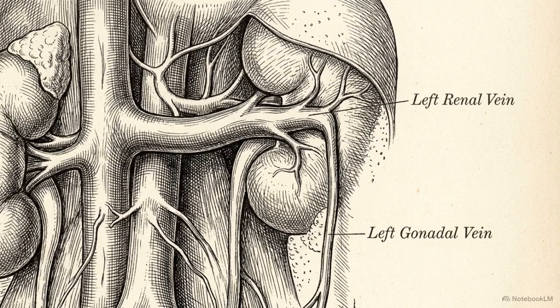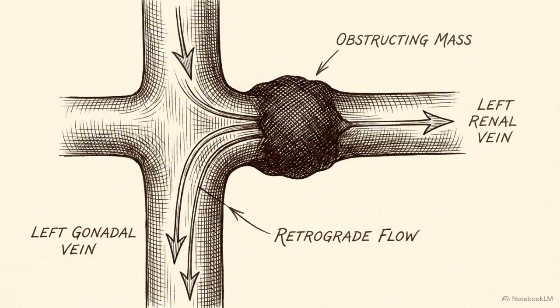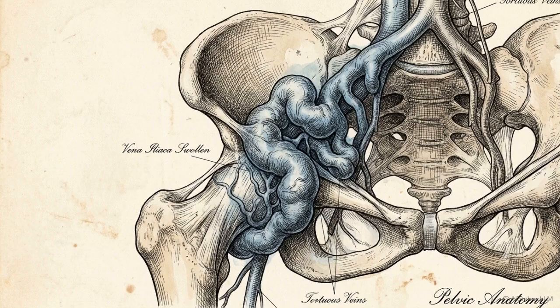The tumor's physical impact often manifests through secondary anatomical relationships. Because the left gonadal vein drains directly into the left renal vein, a proximal tumor thrombus can obstruct venous return, resulting in the sudden appearance of a left-sided varicocele.